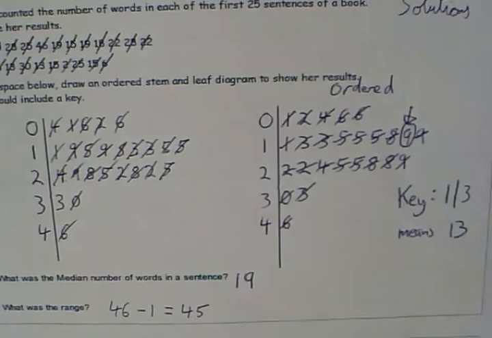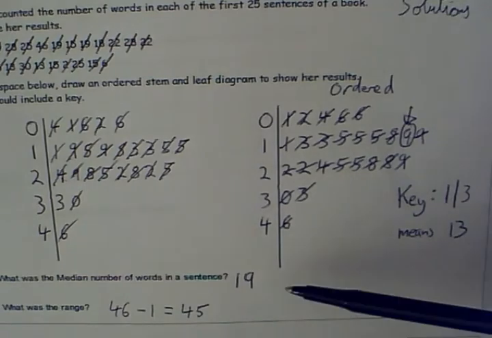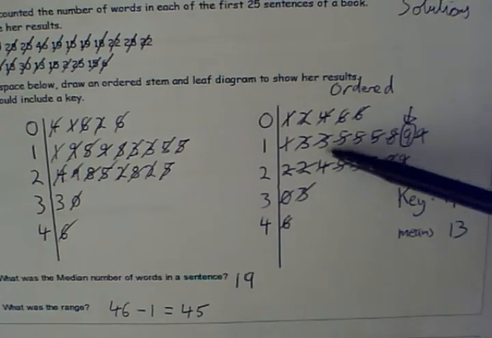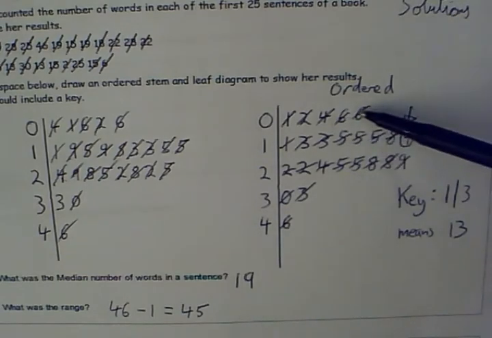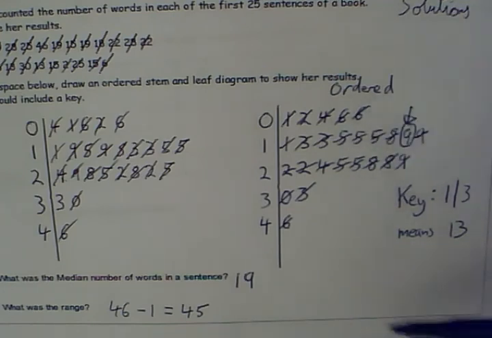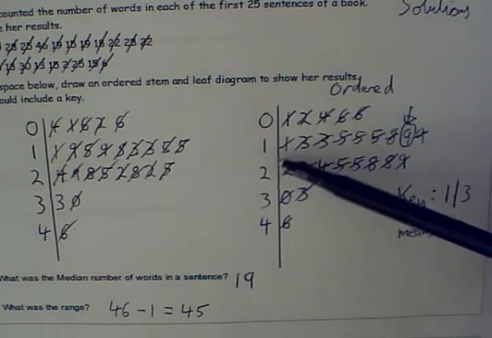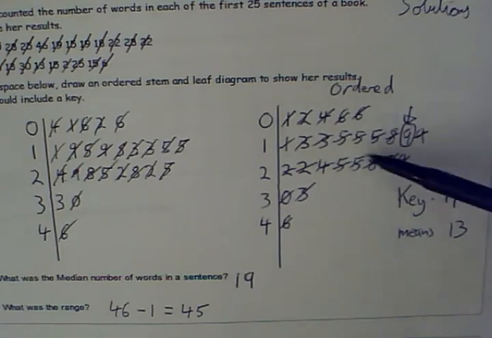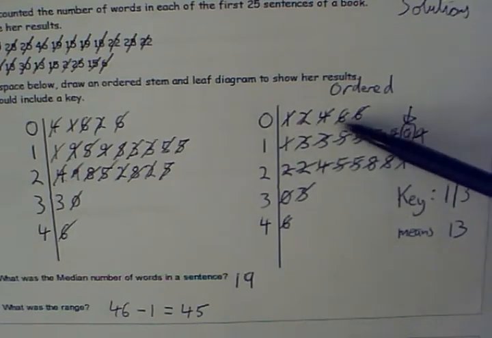Any other sort of questions you might get asked would be something like, what was the mode? And I think there are 3 15s, which beats anything else. So 15 would be the mode. What was the modal group? The modal group would be the teens. Anything in the teens, because there's more in the teens.